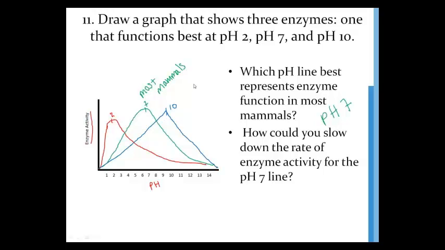How could I slow down the rate of enzyme activity for the pH 7 line? We see that this works best at pH 7, which means that if I change the pH to something else, either to make it more acidic or more basic, that's going to decrease the functionality of this enzyme. So if we were to change, say, the pH to pH 3, here it's got very low enzyme activity as compared to what it's got at pH 7.